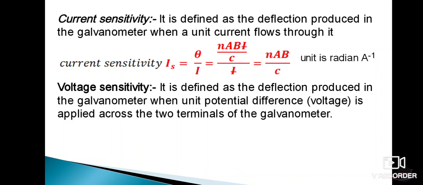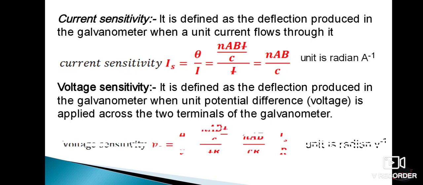Similarly, one more definition, that is voltage sensitivity. Voltage sensitivity is defined as the deflection produced in the galvanometer when a unit potential difference, or a unit voltage, is applied across the two terminals of the galvanometer. Current sensitivity means when a unit current flows through it, but voltage sensitivity means when 1 volt is applied across the two terminals of the galvanometer.